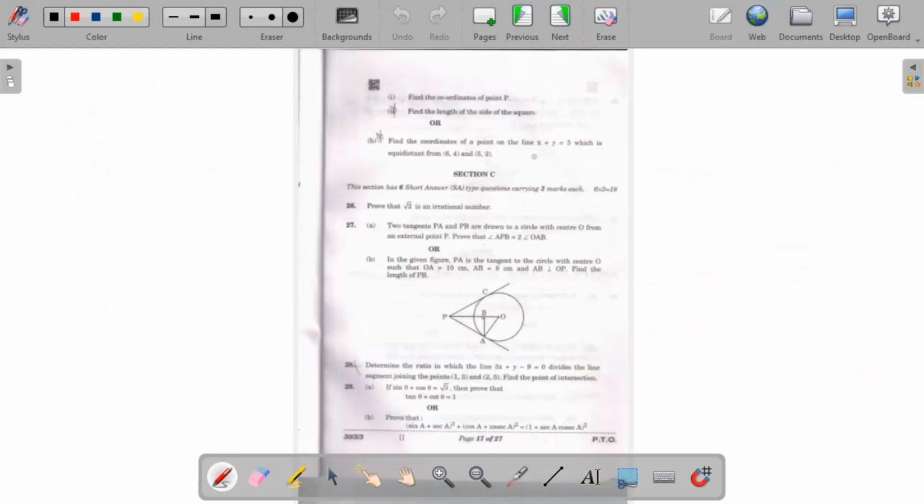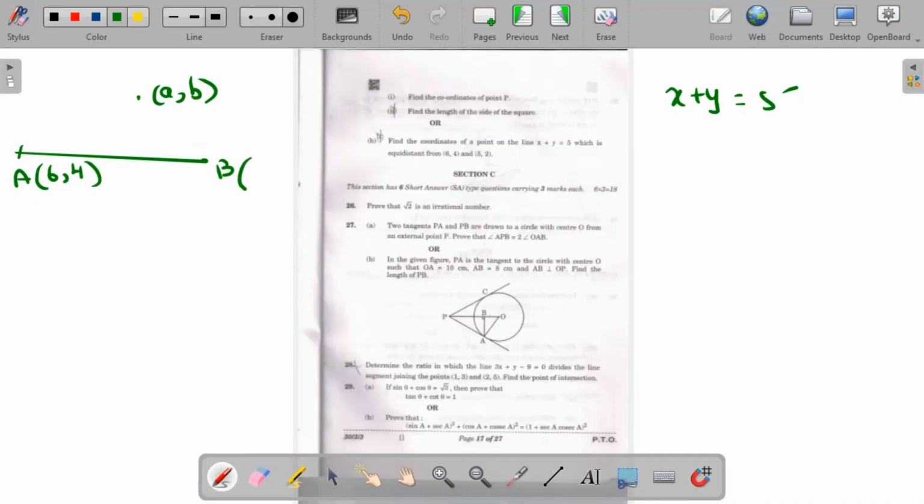So here we are calculating subdivision B. Find the coordinates of the point on the line x plus y is equal to 5, which is equidistant from (6, 4) and (5, 2). Let the point that is going to be equidistant be (a, b). From these 2 points, I'm marking A, which is (6, 4), and B, which is equal to (5, 2). So according to the rules, let's mark this particular point as P. So PA is given to be equal to PB, which means PA square is equal to PB square.